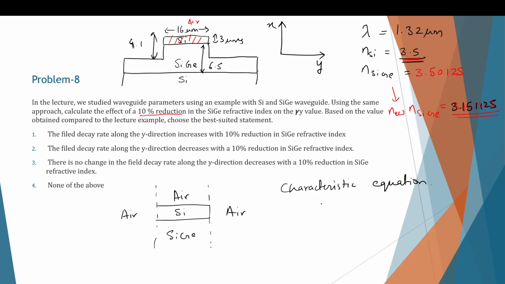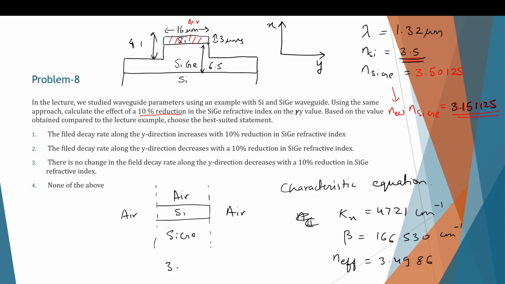So I wrote all that in the MATLAB code, and finally I got my effective index. I got the kappa value to be around 4721 centimeter inverse, and based on that beta I got 1,66,530 centimeter inverse, and an effective index somewhere around 3.4986. So the effective index in the center region I got around 3.5, slightly less.